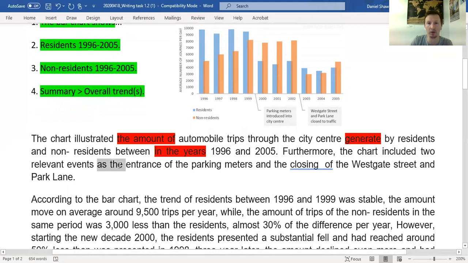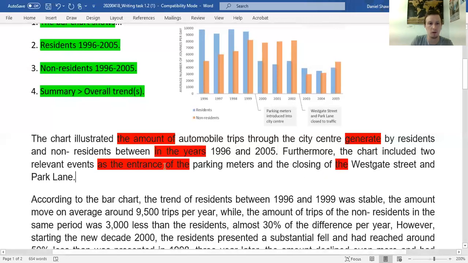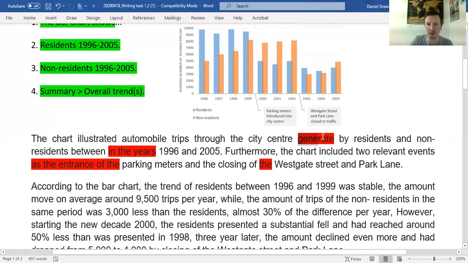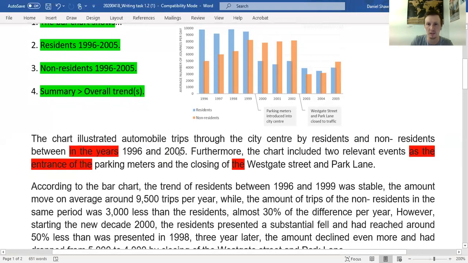Again, how can we reduce these? So again, we can take out this. We just want to say parking meters and Westgate Street closed. Okay, closing of Westgate Street and Park Lane. So again, we can take out here closing of the. So again, we don't need this word the. And we can just take these words out now. So here we go. We can reduce this down. It's still going to be clear. It's still going to make sense.